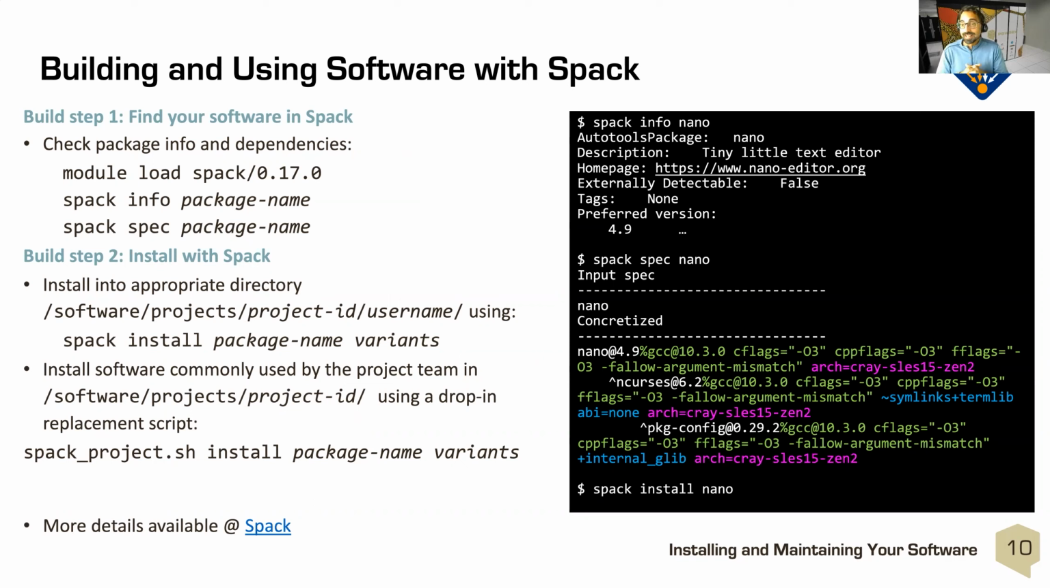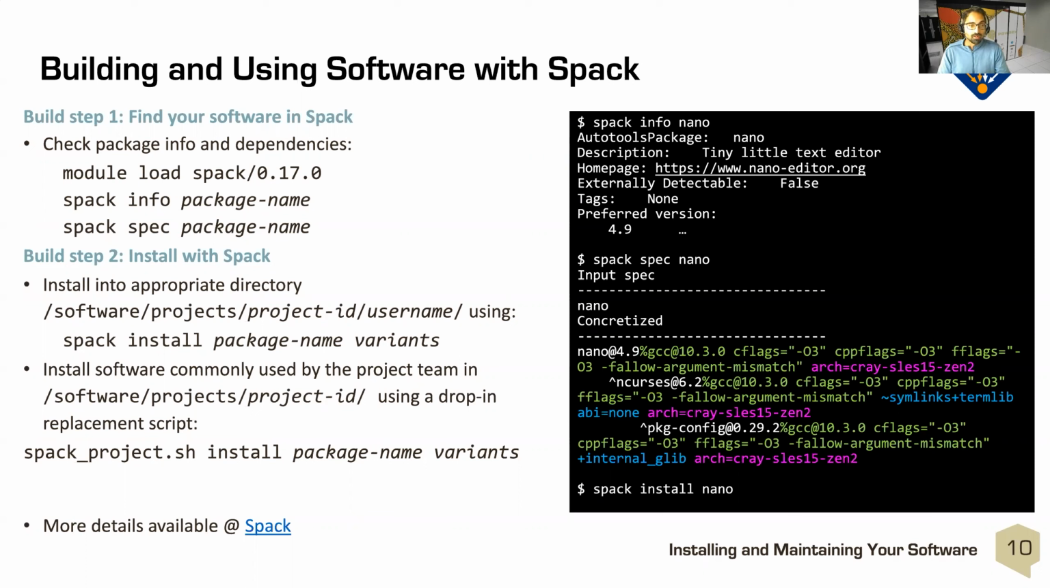An example here is nano, which is a little editor. If you ask spack info, it tells you the description is a tiny little text editor. It tells you the versions that might be there. And then you could ask Spack to figure out how it would build it. Here's an example of the build. And then you can install in the appropriate directory. We've set up the Spack module and some configurations to install software in the appropriate location.